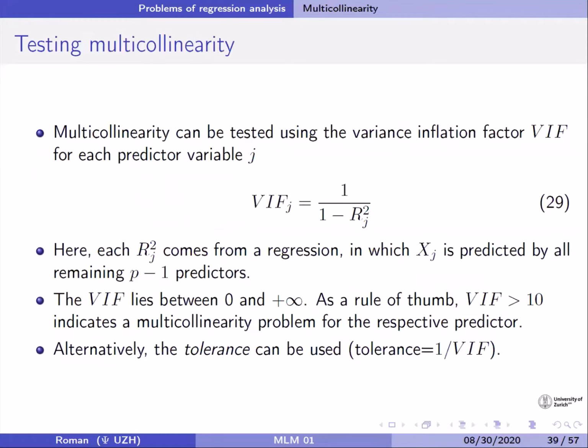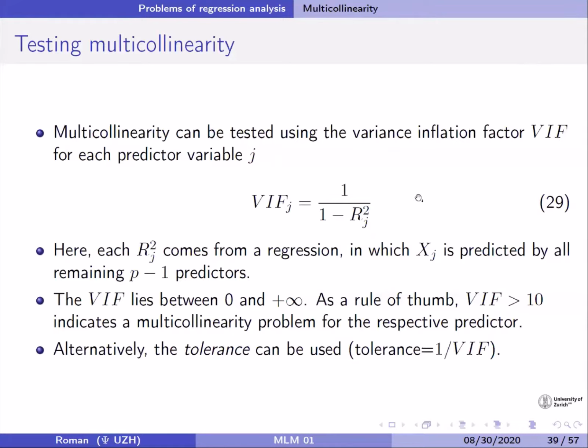We can test for multicollinearity using something called VIF, or variance inflation factor. VIF is given here. Each R squared comes from a regression in which xj is predicted by all remaining p minus 1 predictors. So simply, we produce a vector of R squared in which each predictor is dropped from the model and an R squared is produced. The VIF lies between 0 and infinity, and as a rule of thumb, if VIF is greater than 10, a multicollinearity problem is present for the respective predictor. So we will have a VIF for each predictor in the model here. Again, J and J.